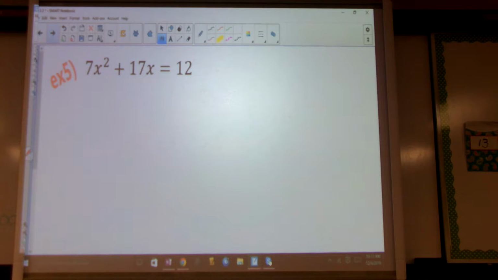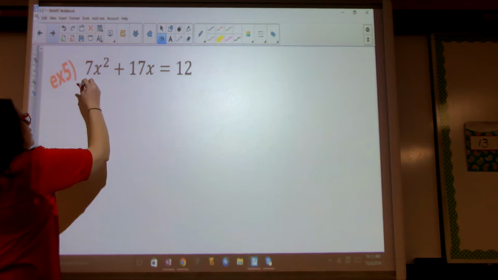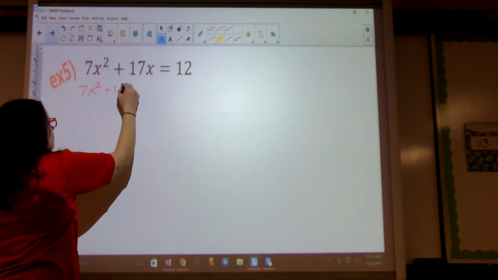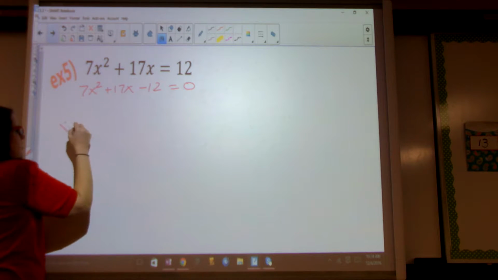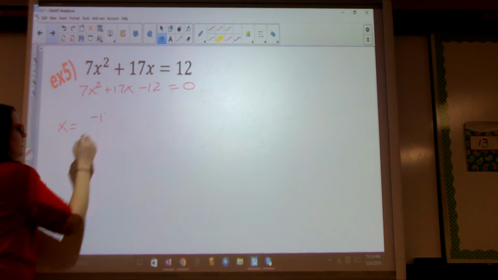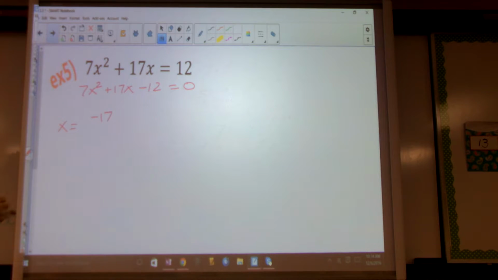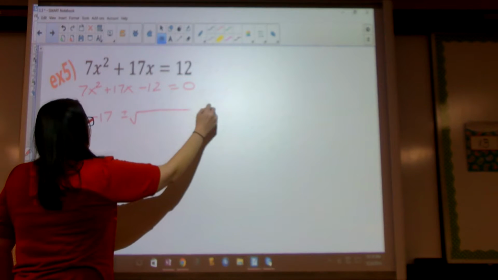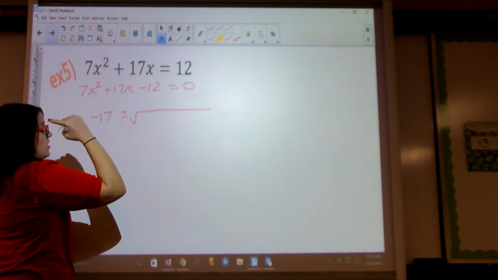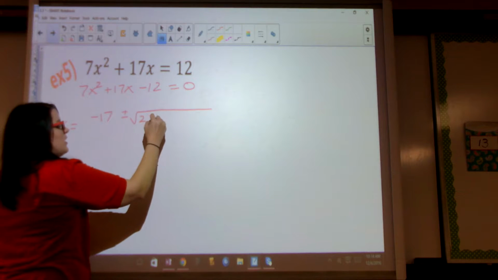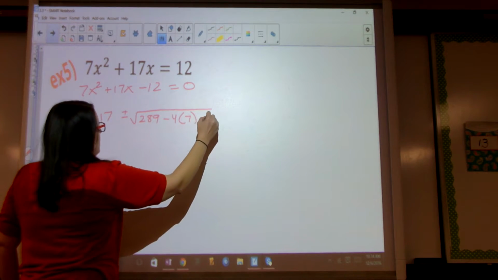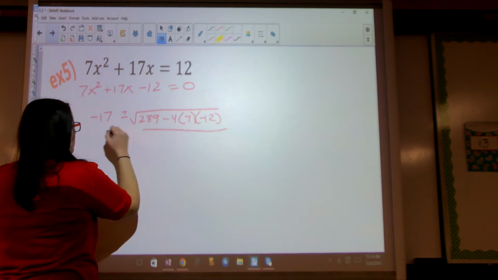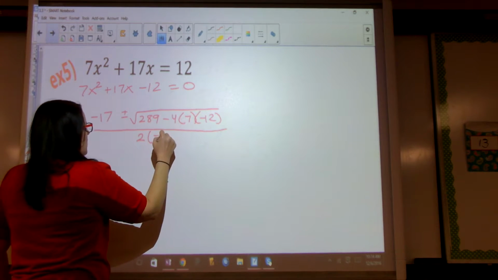Do one more here. Then we have you try. What do I have to do first? Set it equal to 0. I'm going to subtract 12. Okay, let's go into it. Negative b, make it negative 17. Plus or minus square root. What is 17 squared? 289, right, I heard? Minus 4a times c. So it's 7 and negative 12. Divided by 2a.